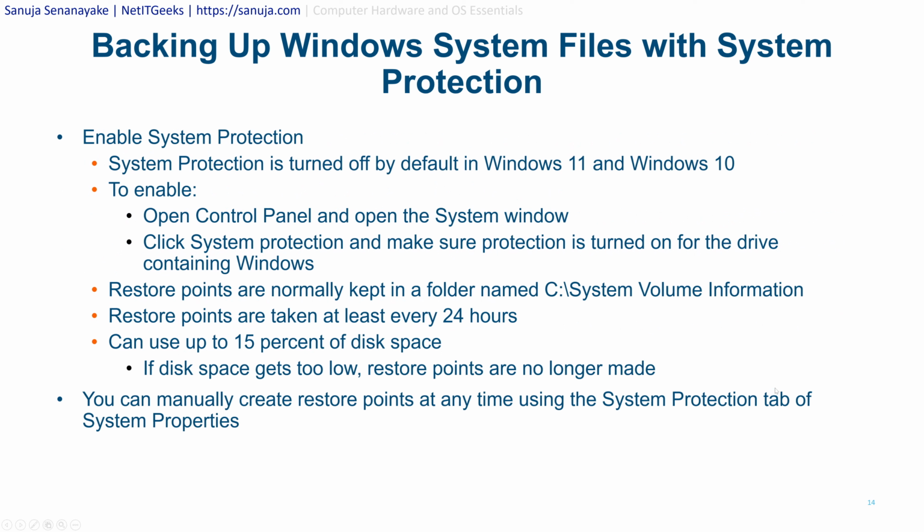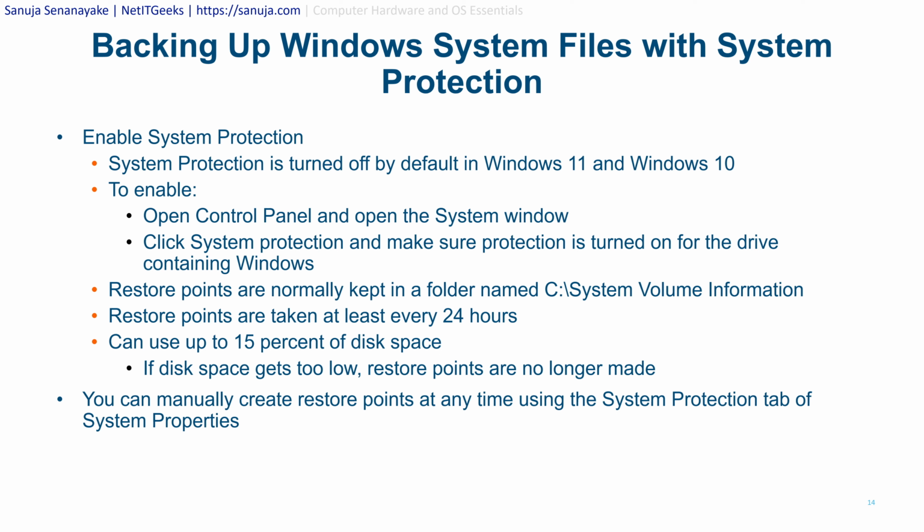System protection is turned off by default in Windows 11 and Windows 10. To enable it, you need to open the Control Panel and open the System window. Click System Protection and make sure protection is turned on for the drive containing Windows.